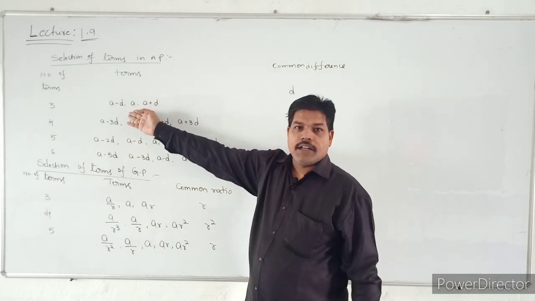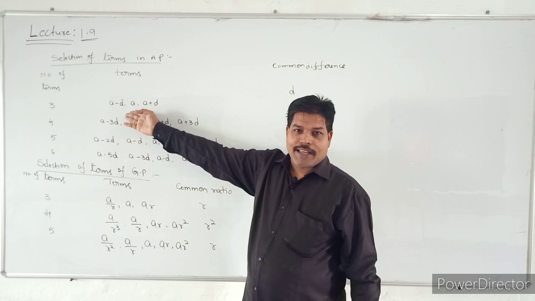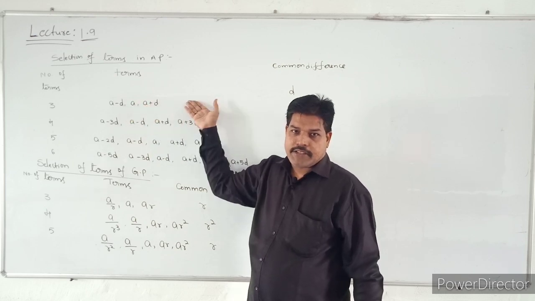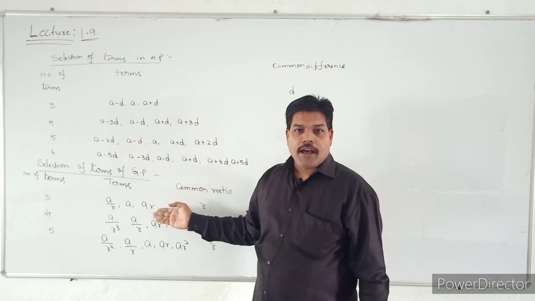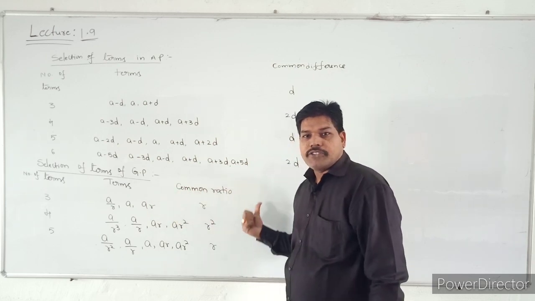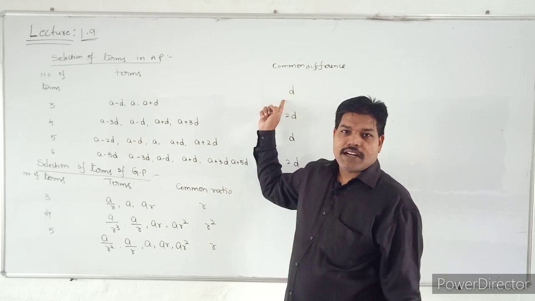You have to use this one, n is equal to 3. In an AP, you have to take the terms as a minus d, a, a plus d. In the GP, you can take the three terms as a by r, a, a r. The common ratio is r, and here the common difference is d.